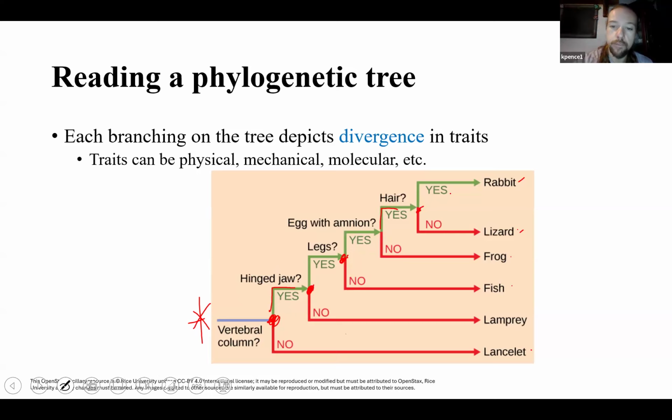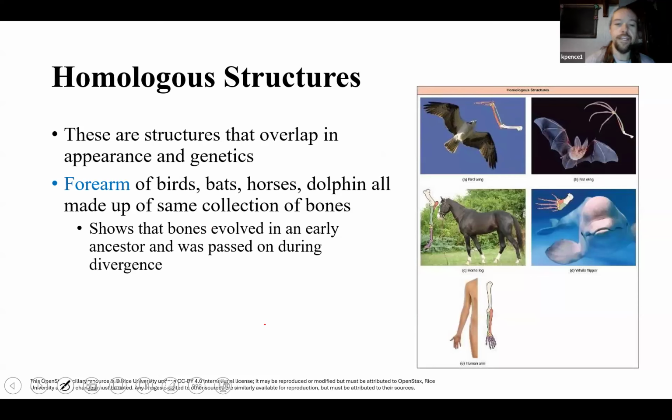So, each time you come to a branch, you need to ask a yes or no question about a characteristic. And if it has the characteristic, you put it on that branch. And if it doesn't have the characteristic, it comes off of that branch. So, it's pretty easy when you're looking at traits, because a lot of organisms share traits. So homology is a good thing to look for when you're trying to make trees.